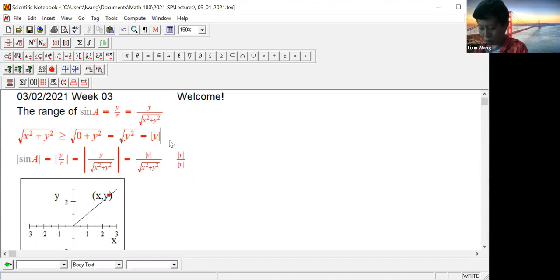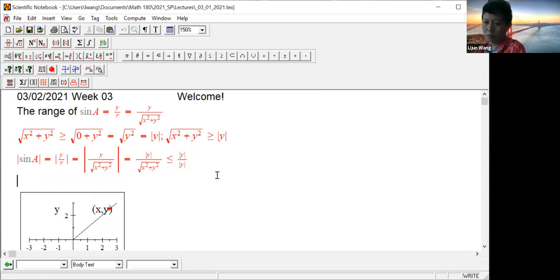So what would that be? What will be the relationship then? Here we have a relationship, greater than or equal to the absolute value of y. Now I'm substituting this guy by something smaller than the original denominator. What will happen? This was greater than, and this will be less than or equal to. Why? Did you get it?